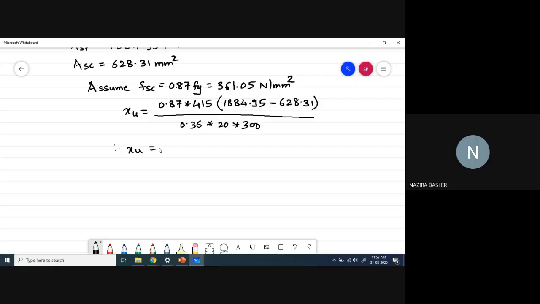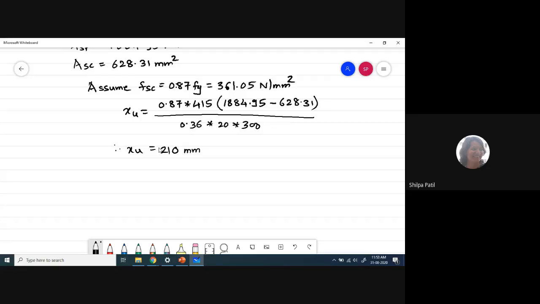FY value? The value is different. FY value you must have taken 250, and that's why your value is coming lesser. FY value is 415. So the XU is 210 mm.